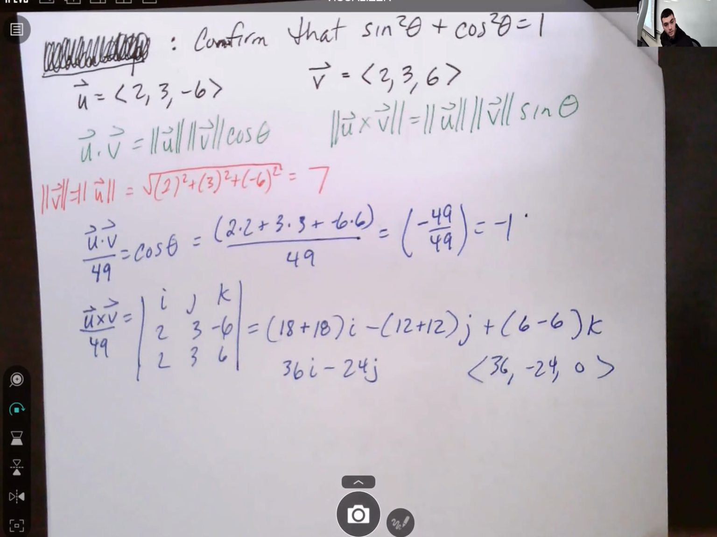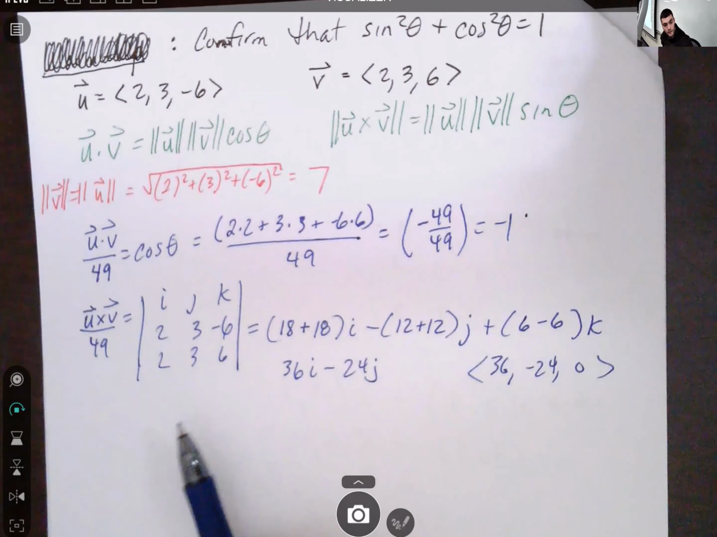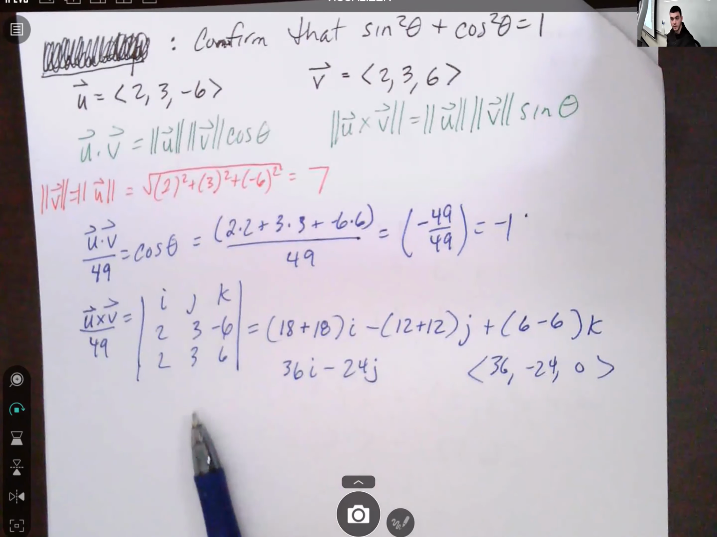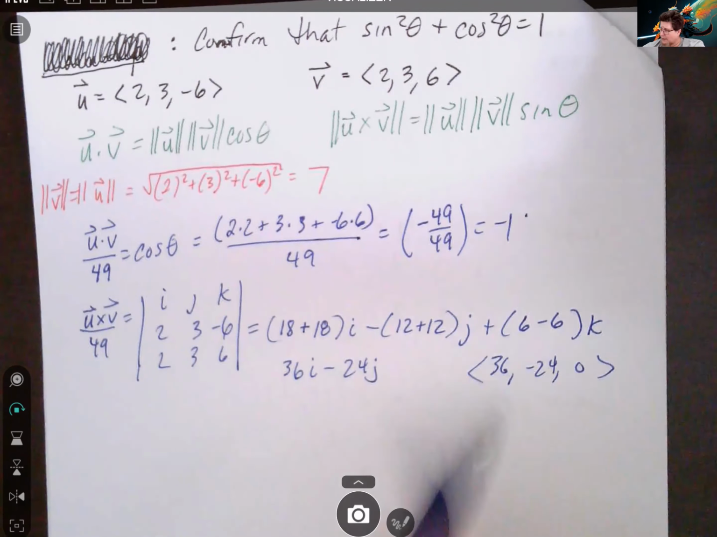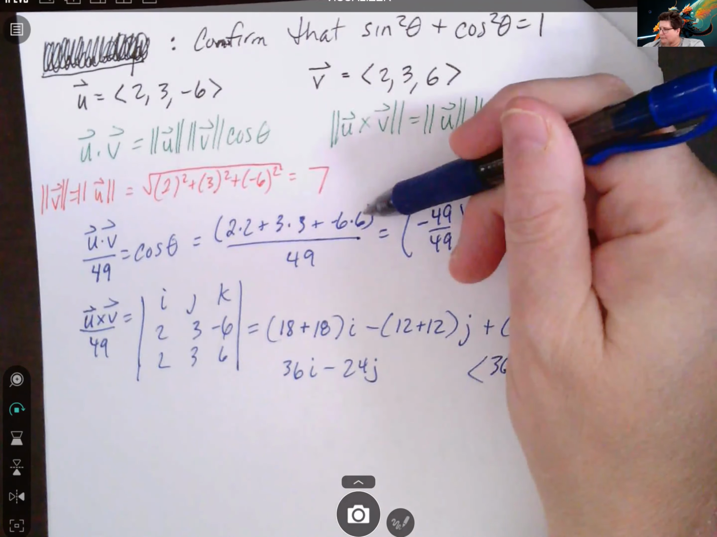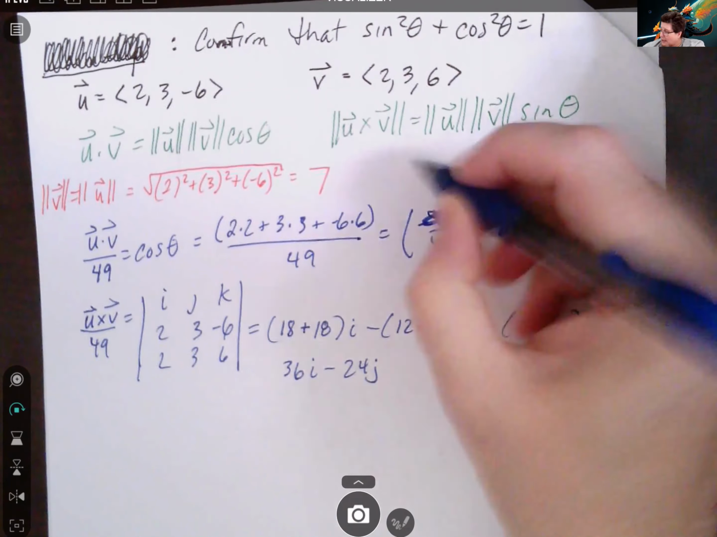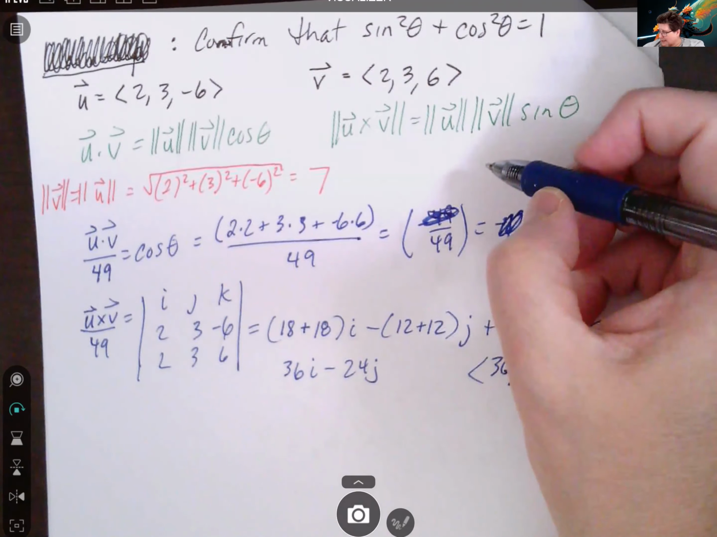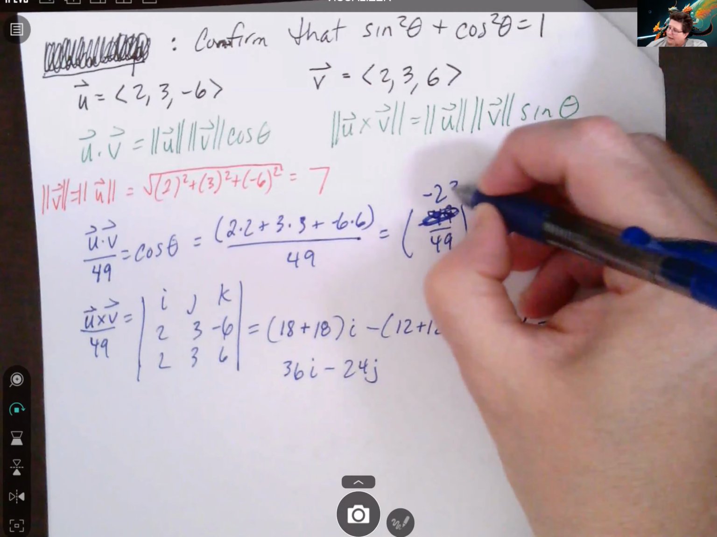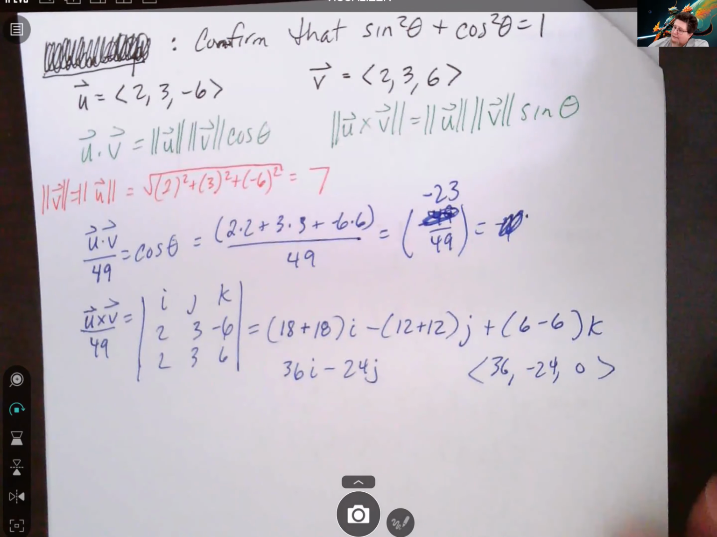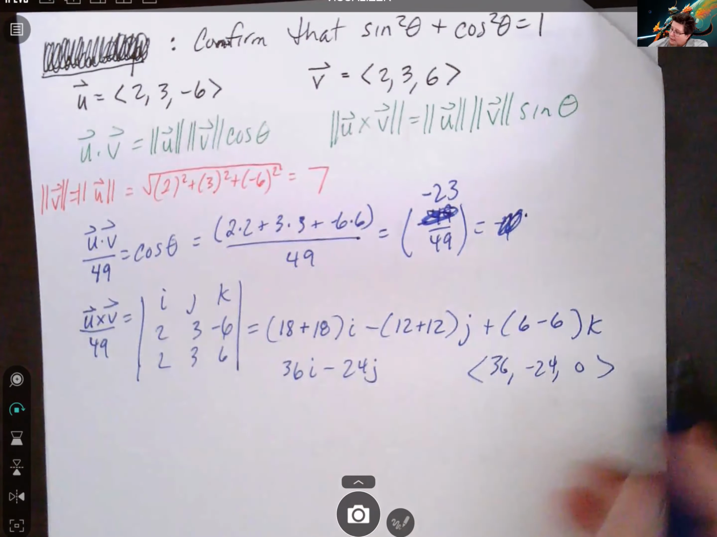Then negative 23. Yeah, it should be negative 23 over 49. I added rather than subtracted. Good call, that's what's wrong. Negative 36, minus 13. You're right, negative 23. I knew something was wrong because this would have to be 0 and it's not 0. All right, so let's find the magnitude of this bad boy.